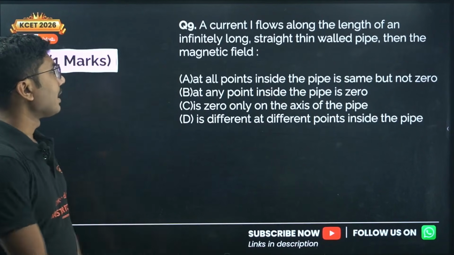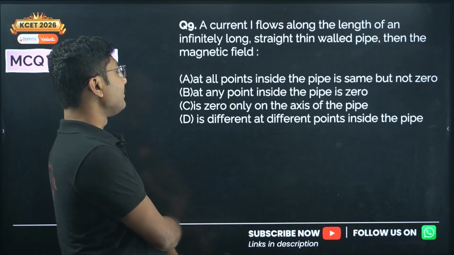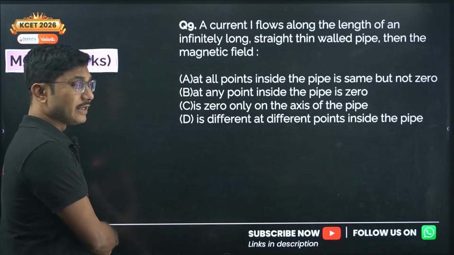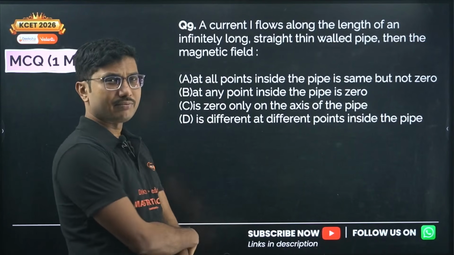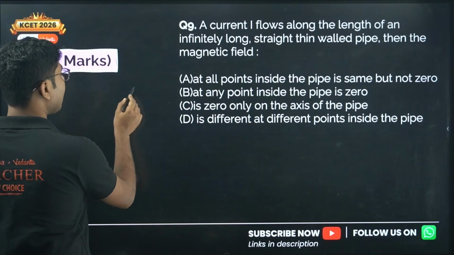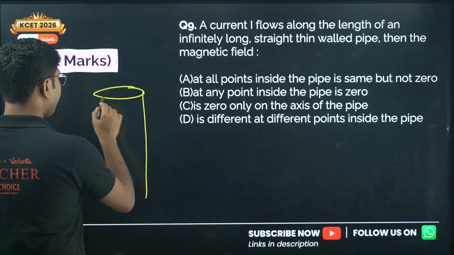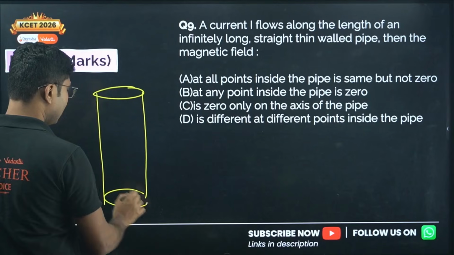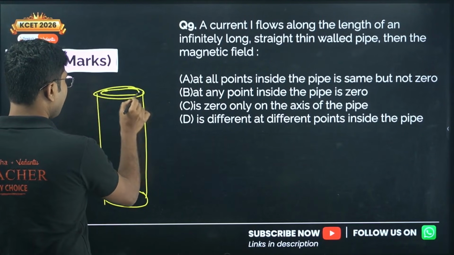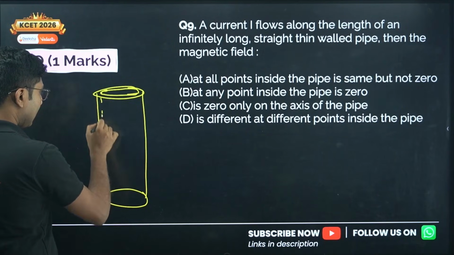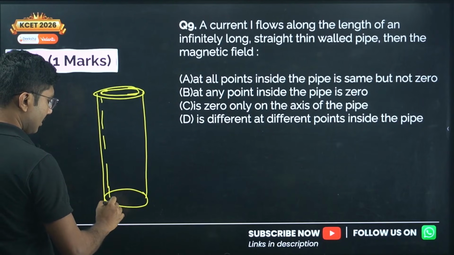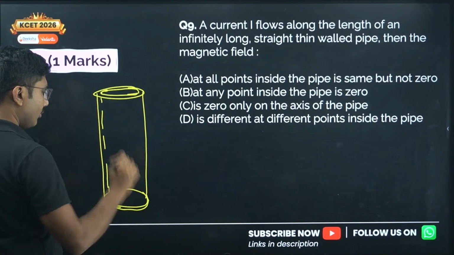Next, a current flows along the length of an infinitely long straight thin walled pipe, then the magnetic field is. This is a question from one of your previous years, I think 24. So I flows along the length of an infinitely long thin walled pipe. The thin wall is very, very thin. And it's a pipe. Pipe means internally it is hollow. Externally it has some thickness. The pipe wall is very, very thin. Now what is the question?